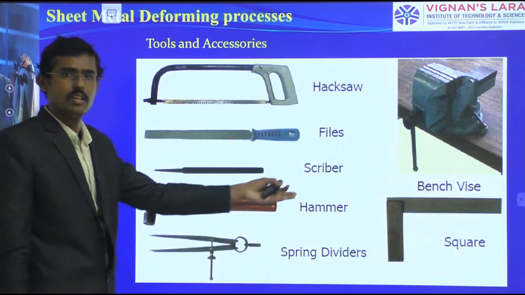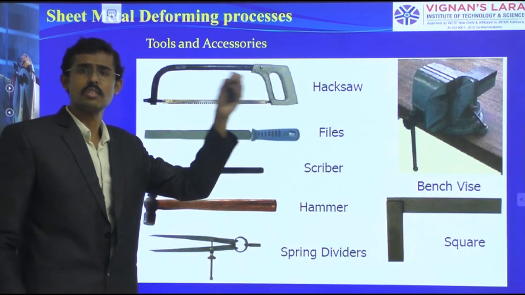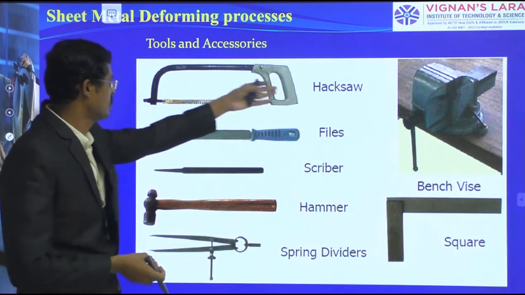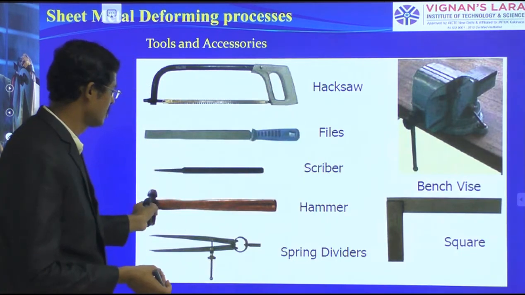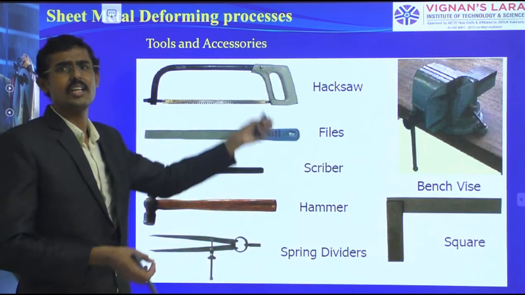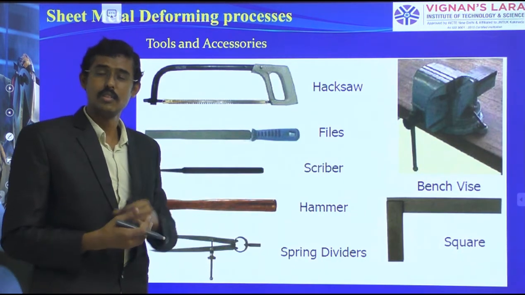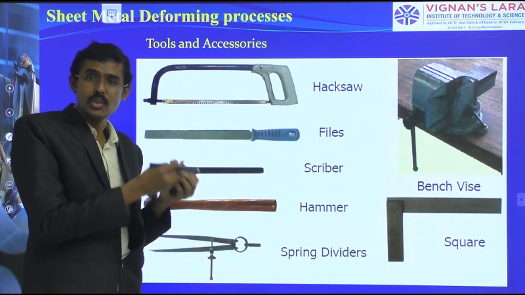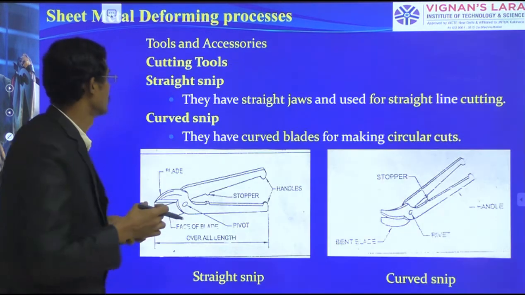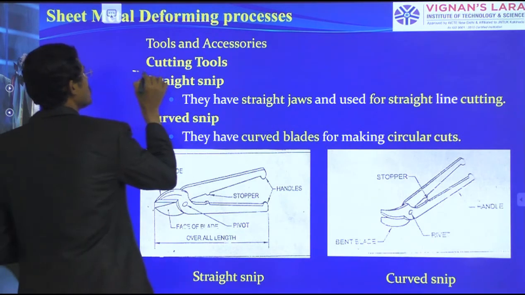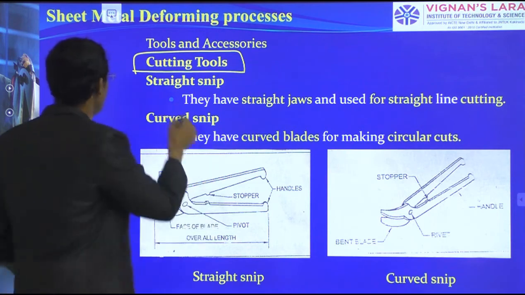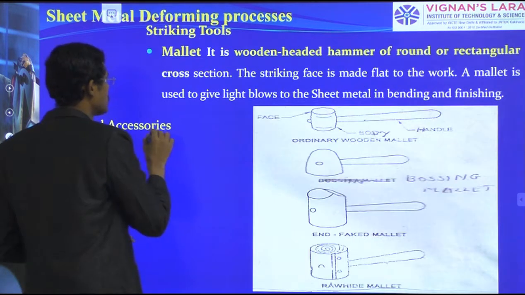Some of the instruments used for sheet metal operations are hacksaws, files, scribers, hammers, spring devices, squares, and bench vices. These are generally used in workshops for all sheet metal working operations. And we have seen some other cutting tools and marking tools.